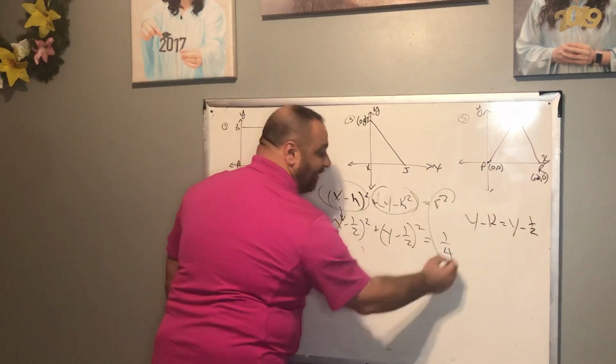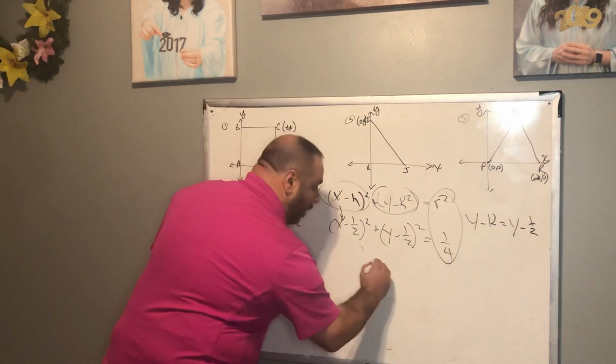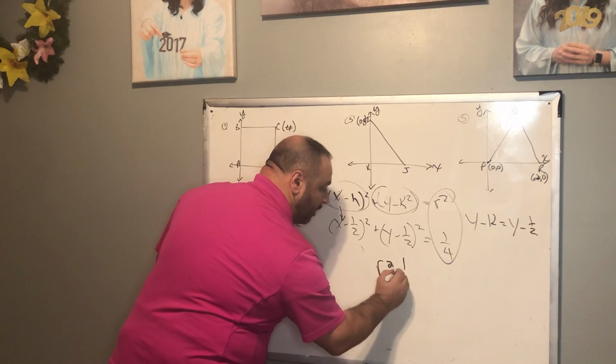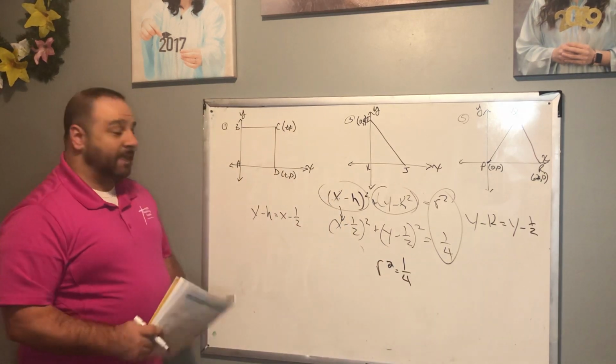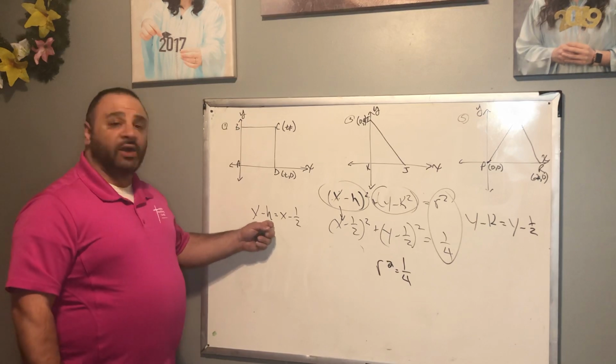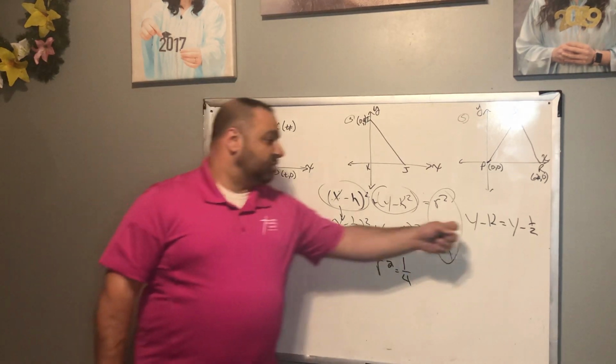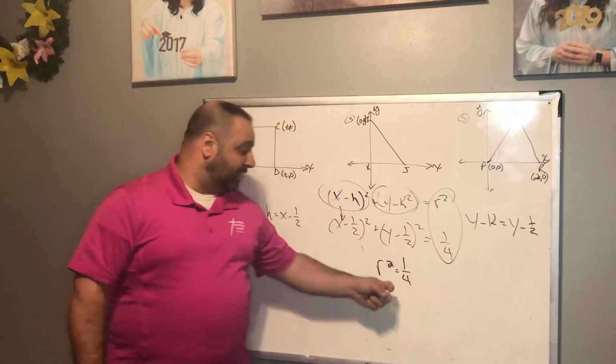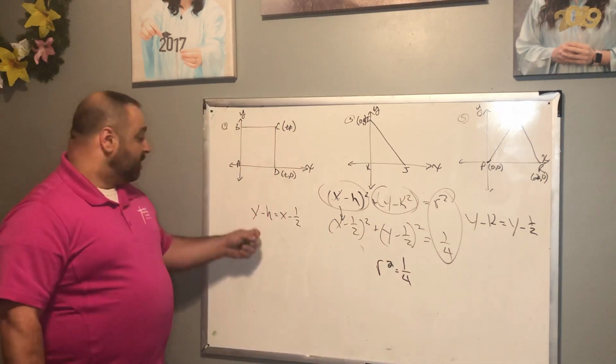Then we want to find the radius, so r squared equals 1/4. These will give us our coordinates, and this one here will give us the radius. So let's quickly solve.